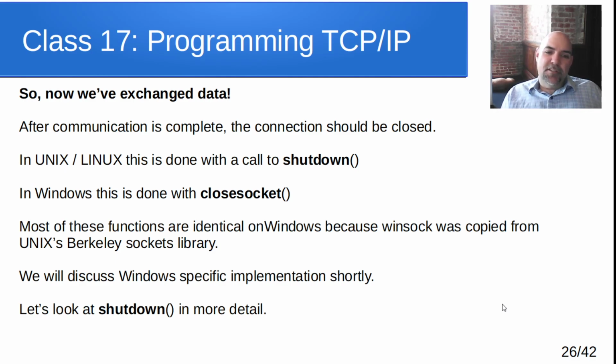And most of the functions in Windows mirror those of the Berkeley sockets library. And that's because when Microsoft went to create their TCP/IP subsystem, such a system already existed for Unix, so it was easy for them to just copy that methodology from the way that Unix did it with Berkeley sockets.